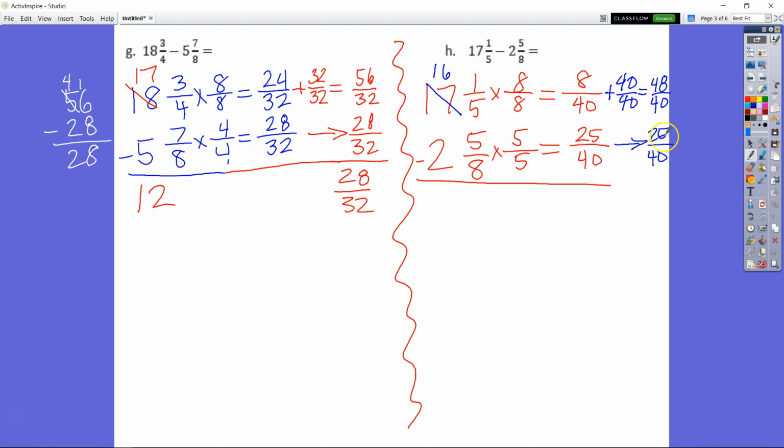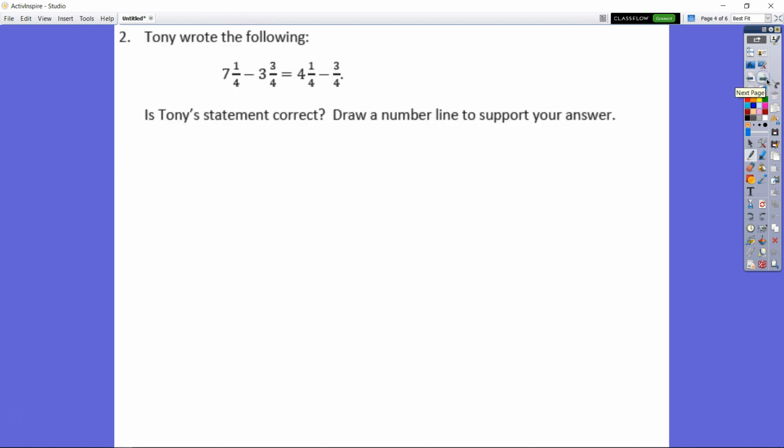48, 8 minus 5 is 3. 4 minus 2, 4 tens minus 2 tens is 2. So I know my answer is 23 40ths. 16 minus 2 is 14. I know that's my final answer. Let's get those final answers up top. I didn't write that for my last two. And 14.